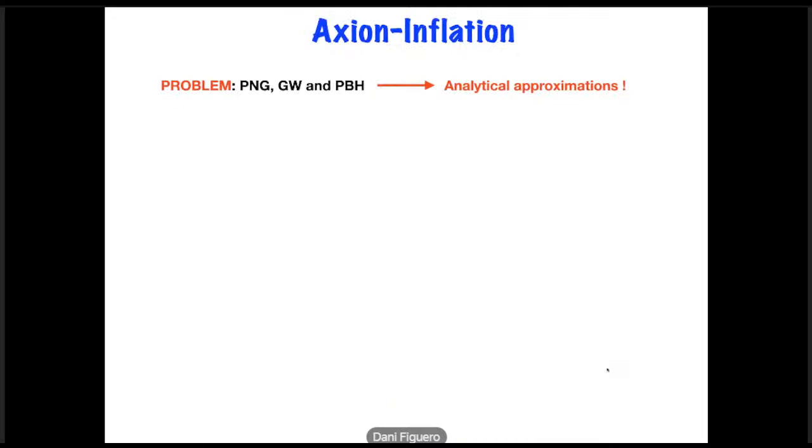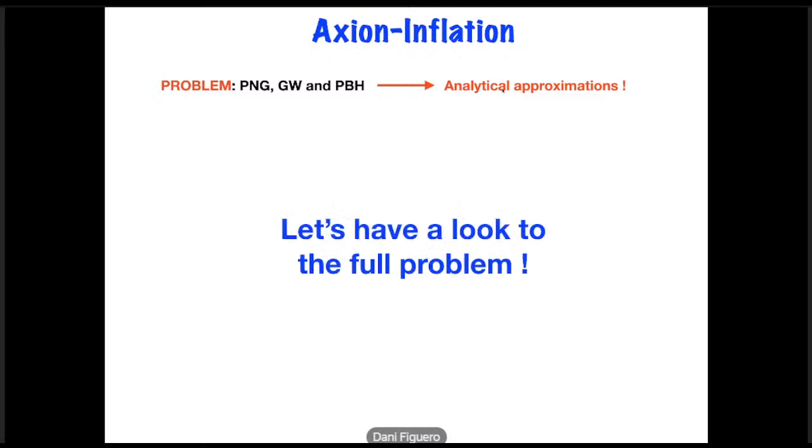And here is the problem: all the primordial non-Gaussianity, gravitational wave production, and primordial black hole constraints have been derived using a set of approximations, analytical or going beyond analytical, but always approximations. And it turns out this is not exactly correct. So let's have a look at the full problem at hand and understand why those approximations are actually not so good as people think.